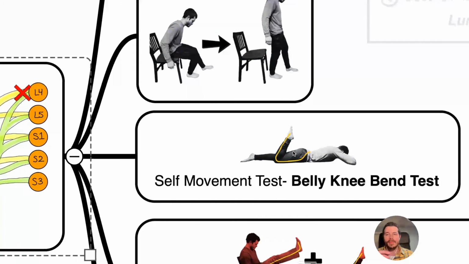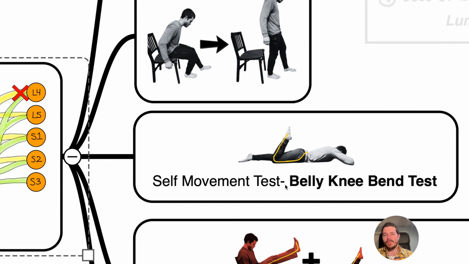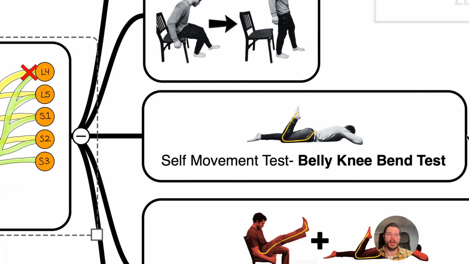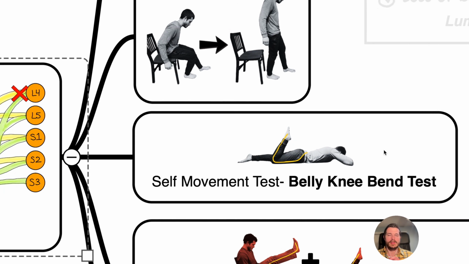Now what I want you to do is a self-movement test called the belly knee bend test, if you suspect that the L4 nerve, again, only 4% of people watching this, is the issue. So you already have a positive straight leg raise, and we know that because you got here via it. But go ahead and do this belly knee bend test. It's really called a prone knee bend test, but belly sounds more user-friendly. So lay on your belly and just bend the affected knee up, just like I'm showing you here, like you're trying to touch your heel to your butt.